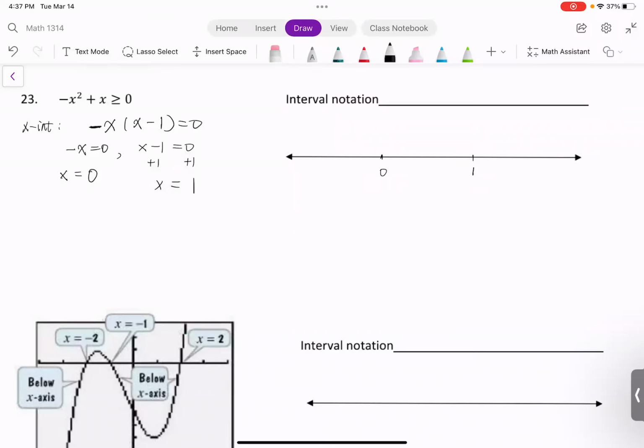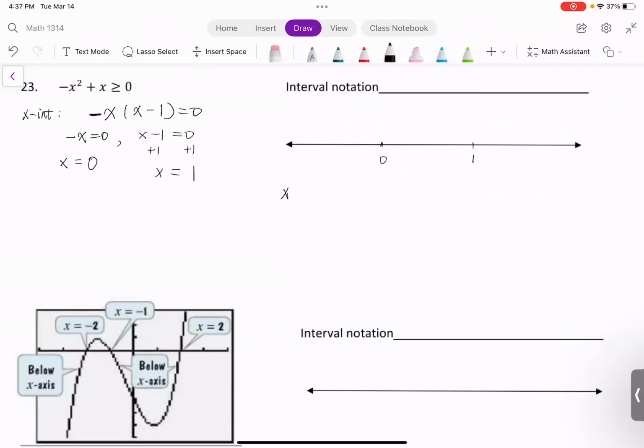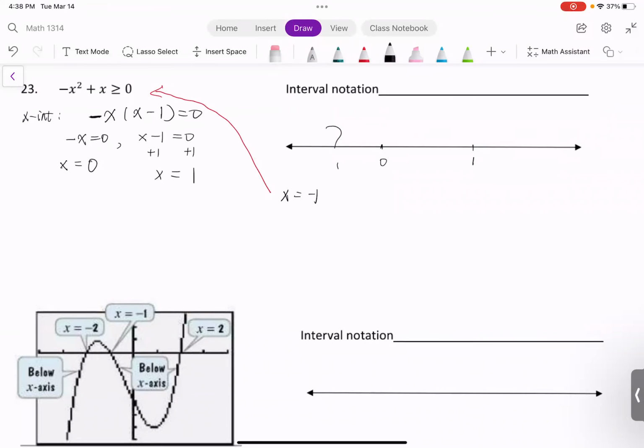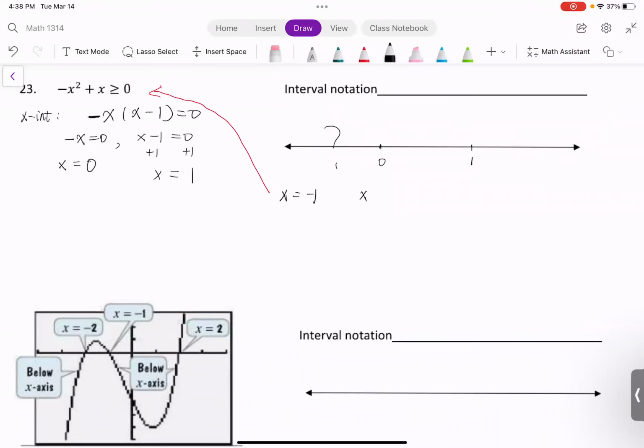So let's test some points. For example, from the first interval here, x equals -1. I can plug it into the equation here. -1 squared plus -1. What is that? It's -1 minus 1, which is 0.